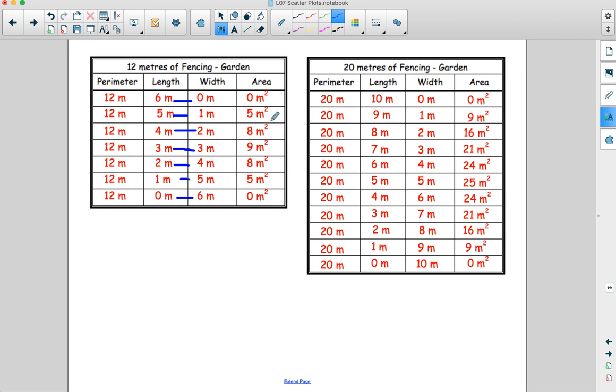So initially in this range, the area is going up. And in this range, the area is going down. So as the length and width get closer to each other, the area goes up, and when they get further apart, the area goes down. Same thing is happening here. The area is going to go up here because the length and width are getting closer together, and then the area will drop in here because the length and width are getting further apart. So let's see what the graph is showing.